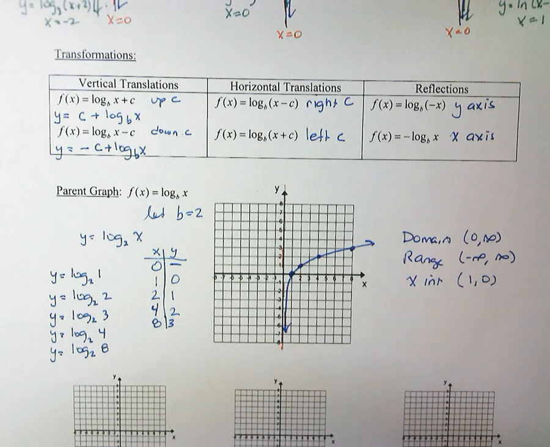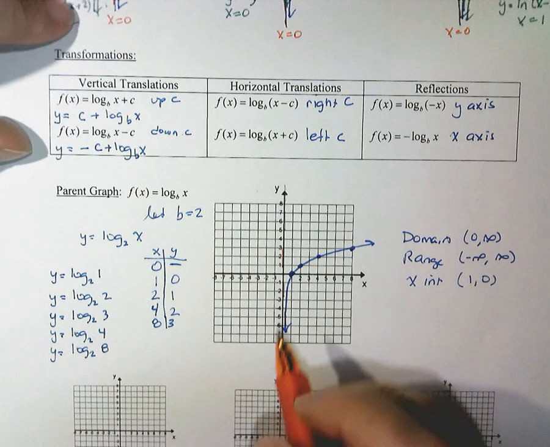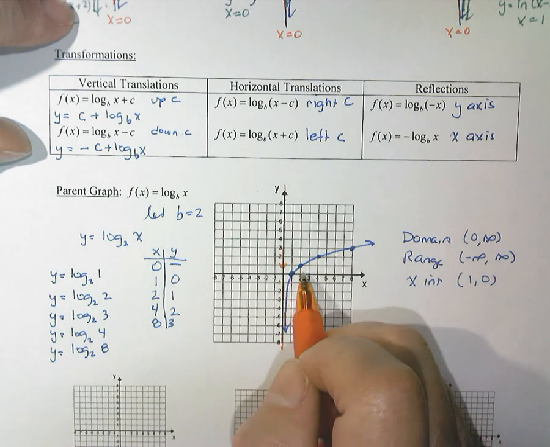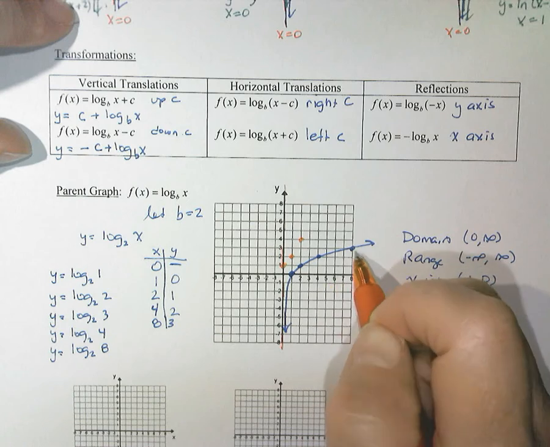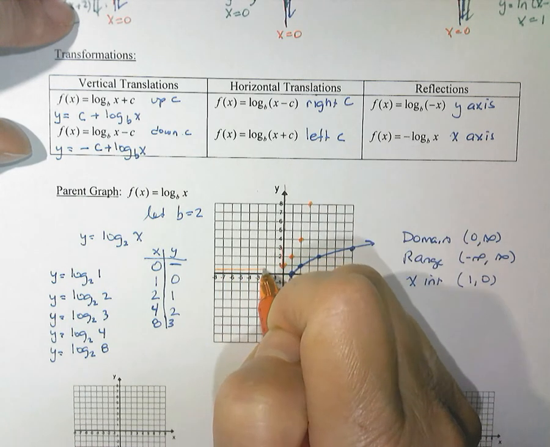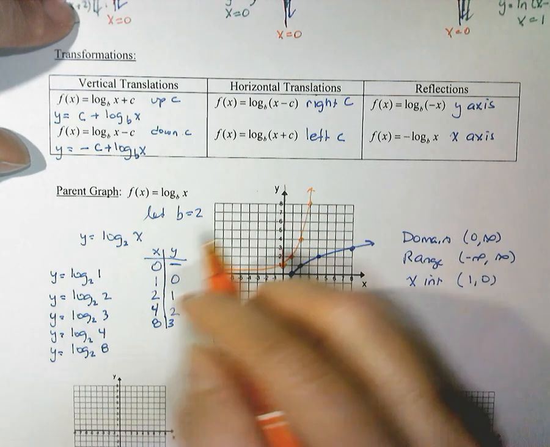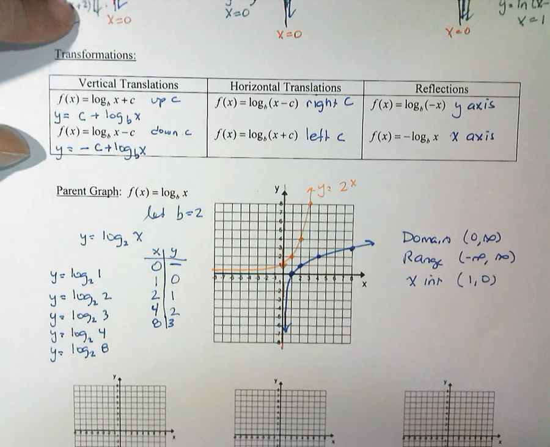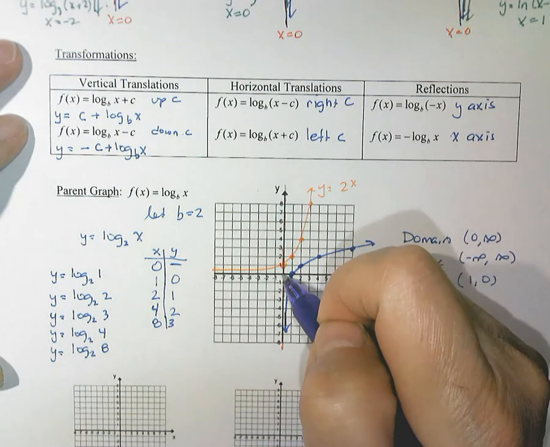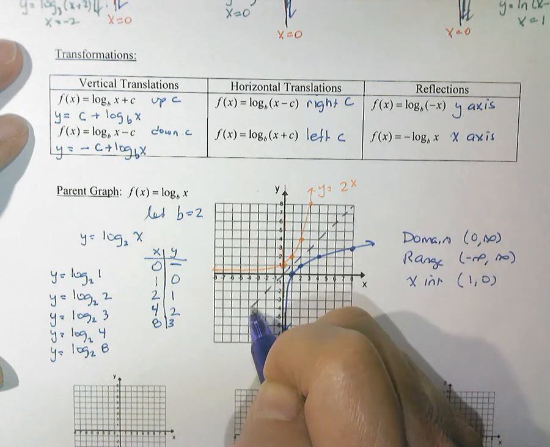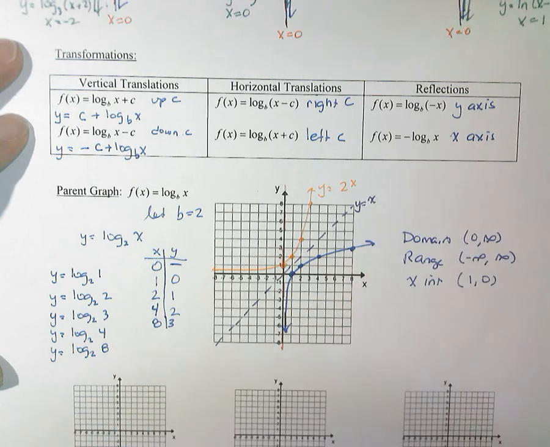If I were to draw my exponential function on here, instead of 1, 0, I'd have 0, 1. Instead of 2, 1, I'd have 1, 2. Instead of 4, 2, I'd have 2, 4. Instead of 8, 3, I'd have 3, 8. There's my exponential function. They are inverses because they're a reflection over this line, y equals x. And we did this in this course earlier, if you remember. And we did composition of functions. If the compositions f of g of x and g of f of x were equal to x, then they were inverses.